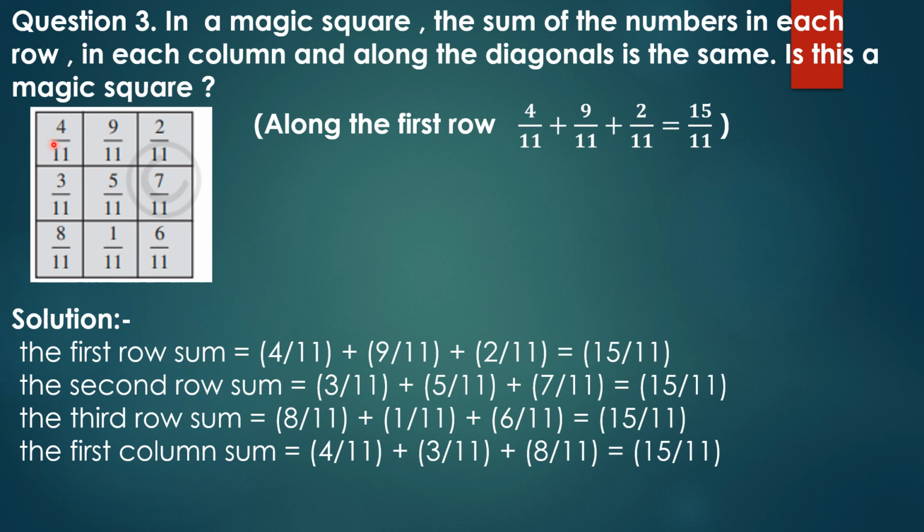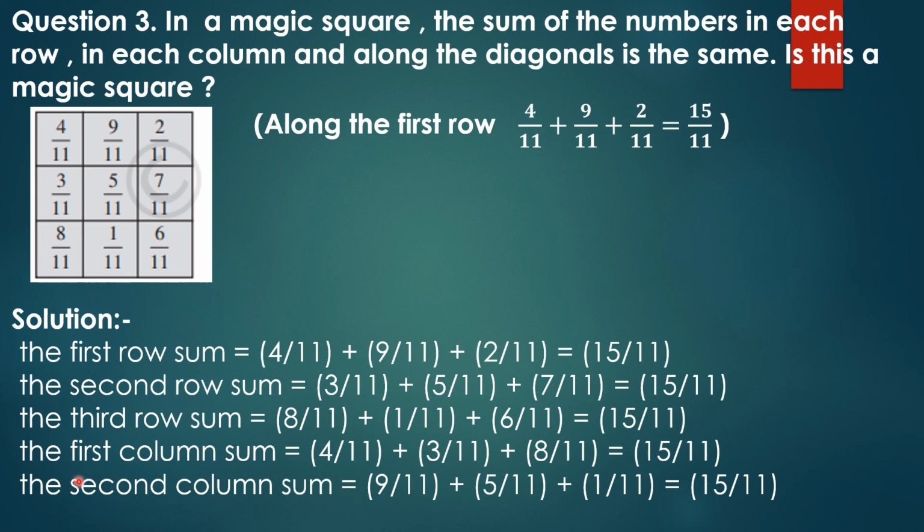Now, column wise, if we take the addition 4 by 11 plus 3 by 11 plus 8 by 11: 4 plus 3 is 7, 7 plus 8 is 15. So, this will become 15 by 11. And the second column sum is equal to 9 by 11 plus 5 by 11 plus 1 by 11. Therefore, 9 plus 5 is 14, 14 plus 1 is 15. So, the answer is 15 by 11.